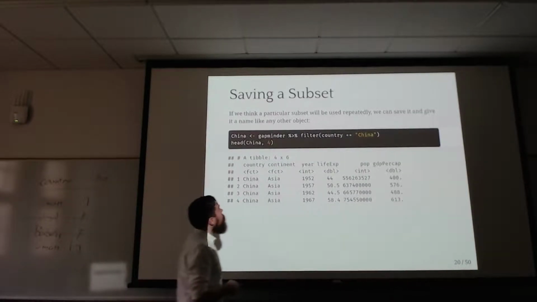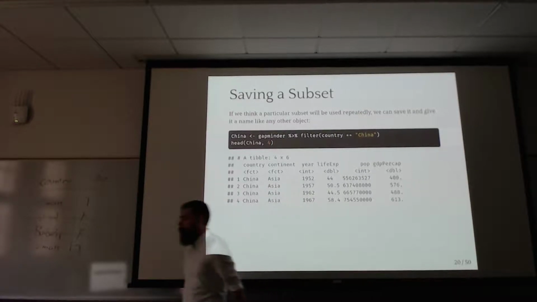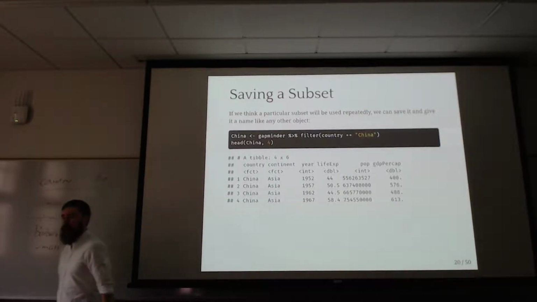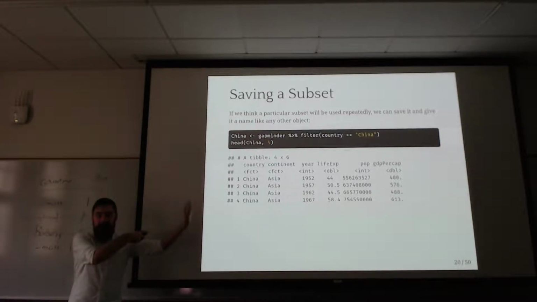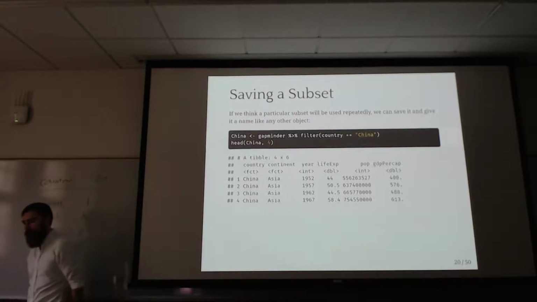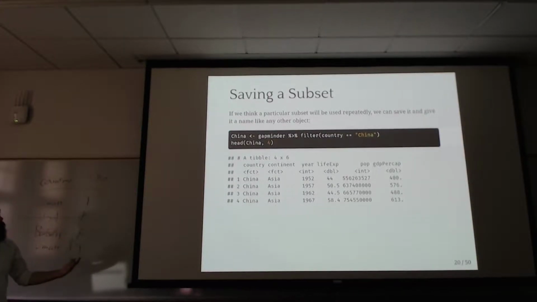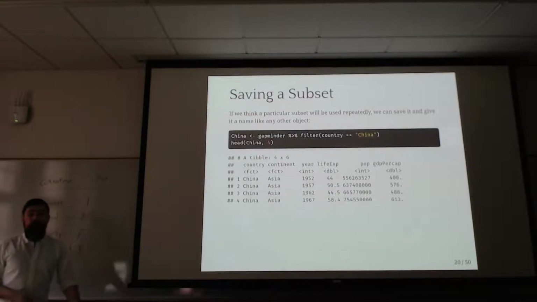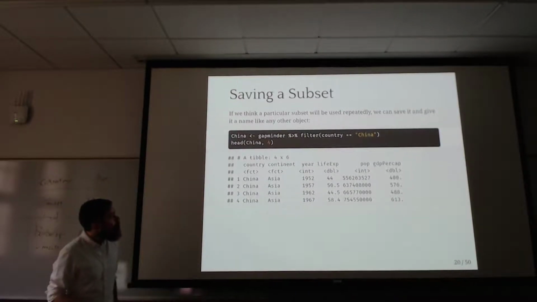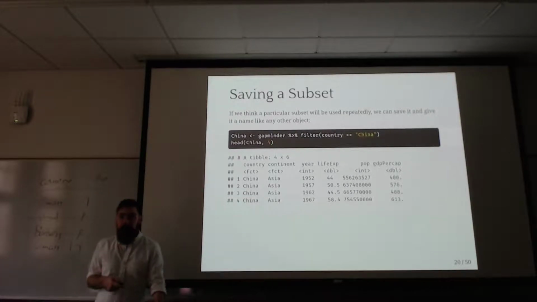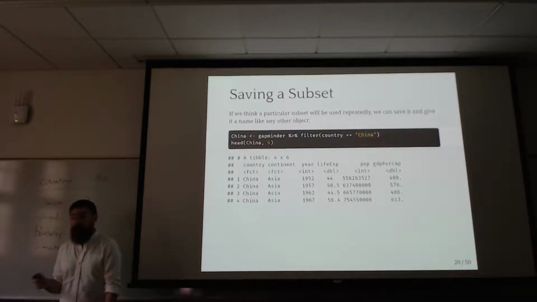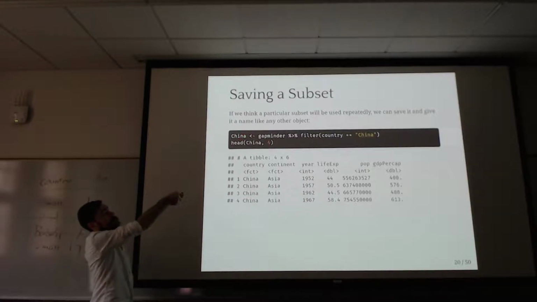Okay. So, we might want to save some subset of data if we're going to use it repeatedly. That way we don't have to keep doing all those chained-together pipe commands over and over again. So if we think there's some subset of data that we're going to keep using, we can just save it like any other object in R. It looks like this. In this case, I'm going to filter down just to the observations that are from China, and I'm going to save it to an object called China.